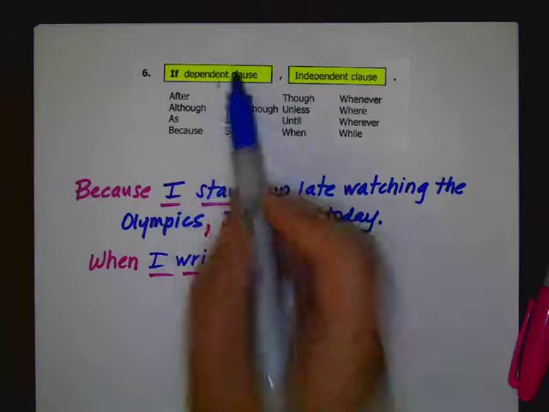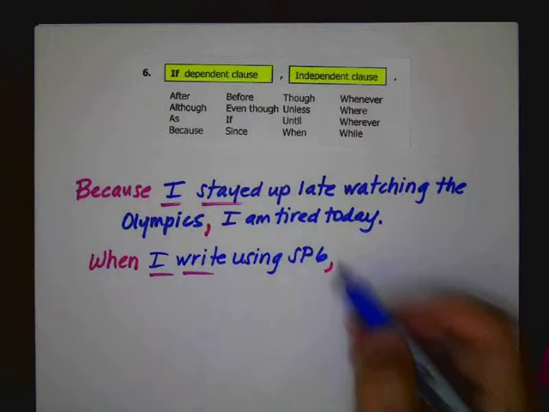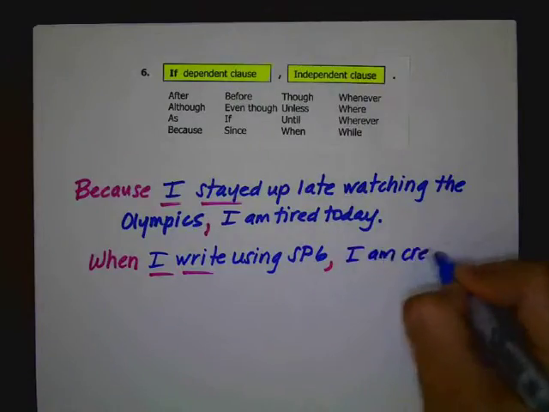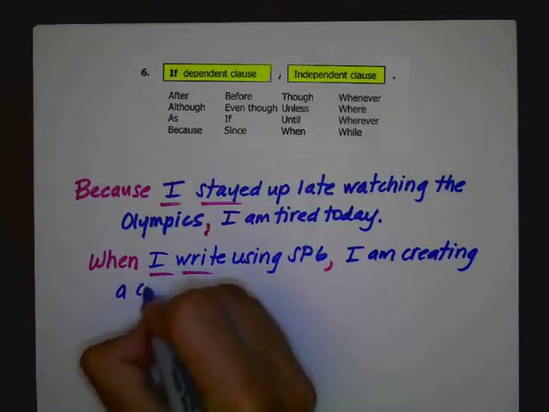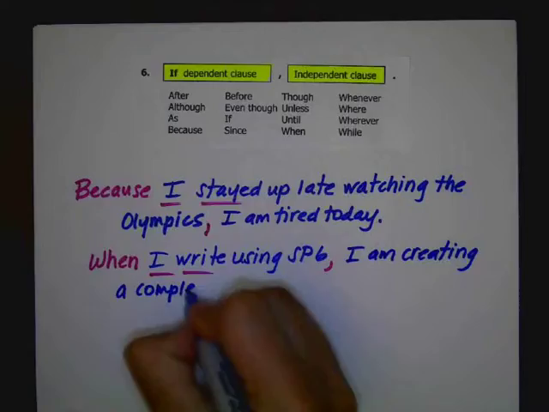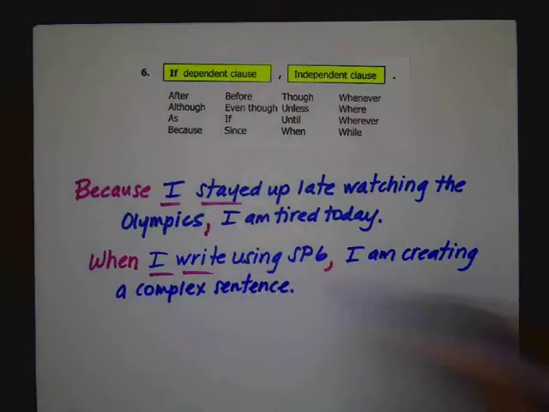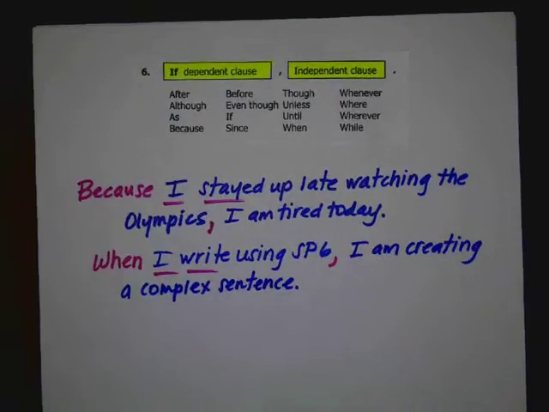It needs a buddy. Okay. I'm going to put my comma. When I write using SP6, I am creating a complex sentence, which, folks, is a good thing. So, later we will learn how to combine sentence pattern 6 with other patterns to make compound complex sentences.